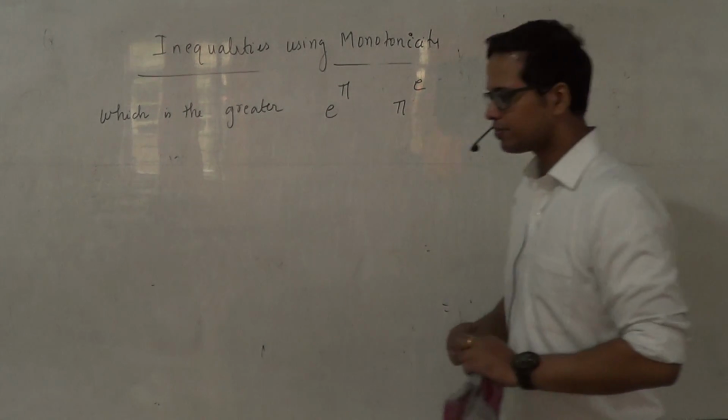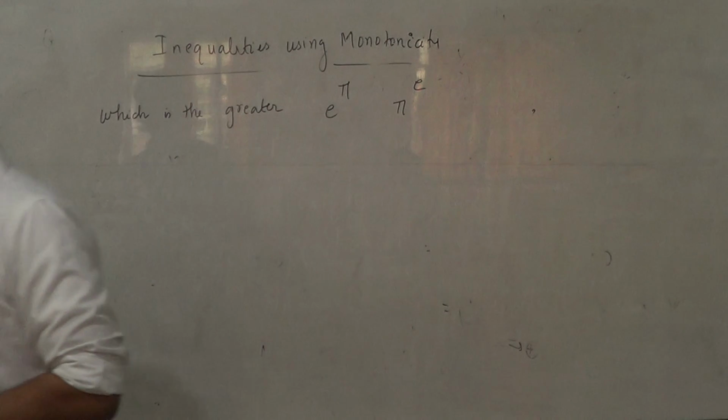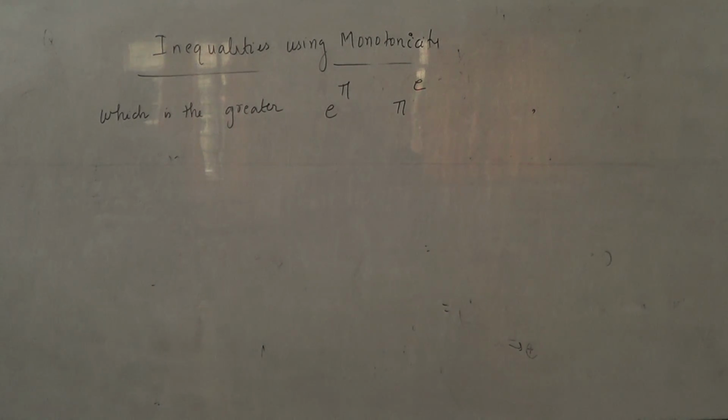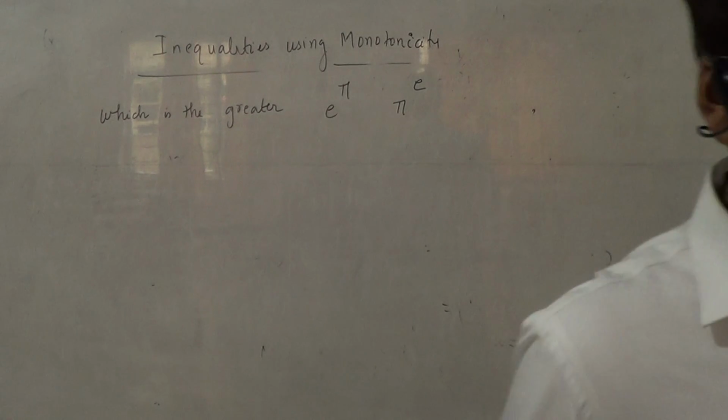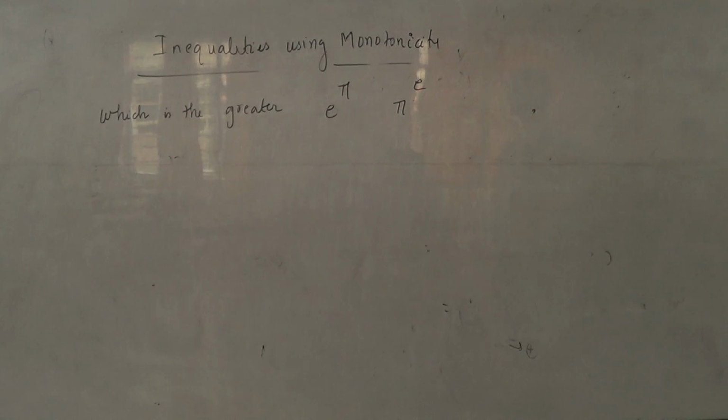Pi to the power e. How? Because that's 3.14 to the power 2.7 and the other one is... So there the base is high, power is less, but e to the power pi will have a higher power and lesser base. How do you trade off between them? One has a lower base but a higher power, the other has a higher base but a lower power.